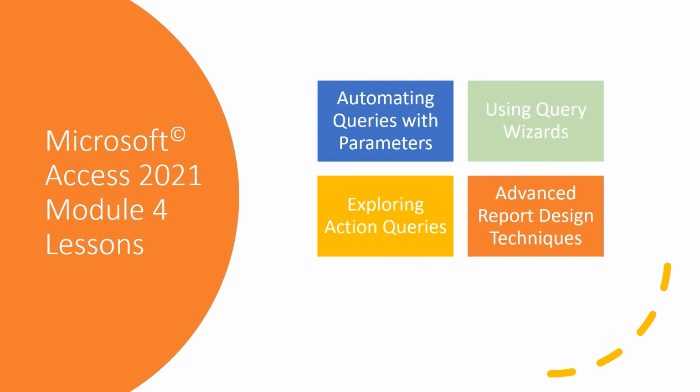So it gives prompts, and you'll see that in our first lesson here. Then we're going to go into using query wizards. So we used a simple query wizard, but there are 3 other query wizards that we're going to work through in this module. And then we're going to explore action queries. Before we get to that point, we will discuss what an action query is. And then again, we're going to get into some advanced report design techniques.